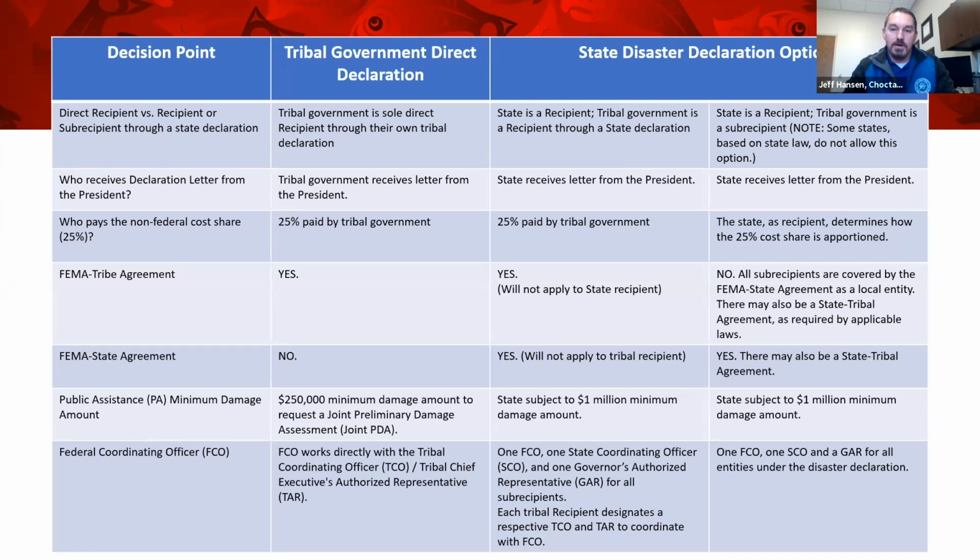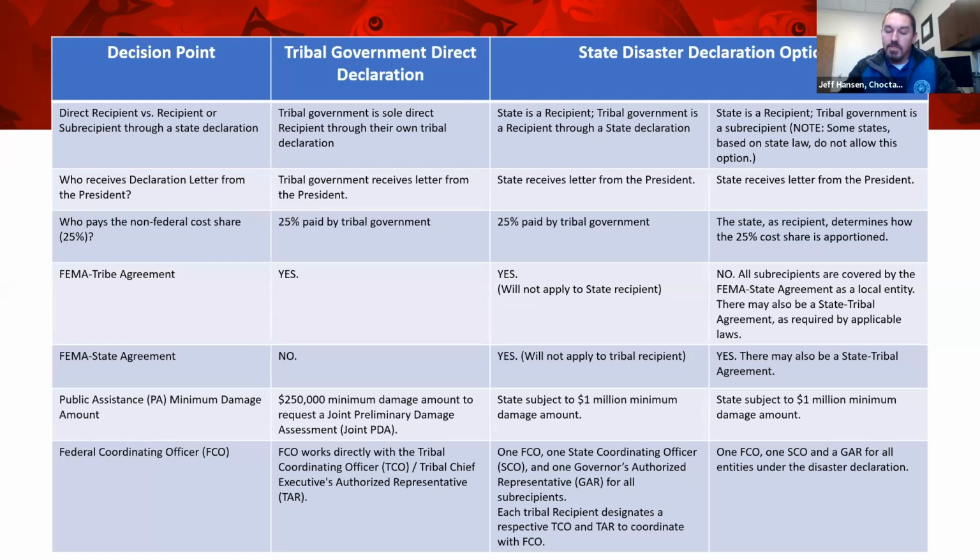Once FEMA has allocated the dollars to the state, it's in the state's hands, and it may be a while. I have a disaster that is 5.5 years old now that I'm still waiting on $125,000 from the state for, because we went under the state. That's a substantial hit for a lot of tribes. So was it worth it going under the state? I don't know, but we're still waiting on money. That is one of the risks of doing that.